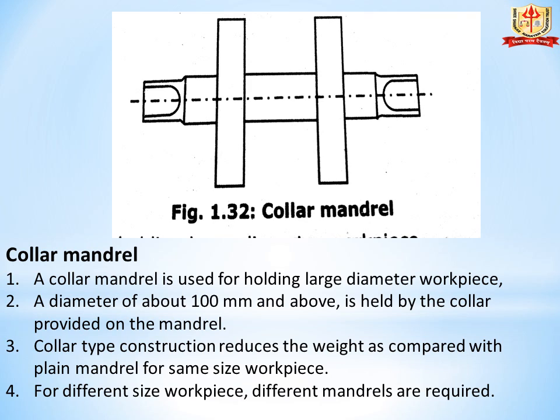Next mandrel is a collar mandrel. A collar mandrel is used for holding larger diameter workpieces. Second, a diameter of about 100 mm and above is held by the collar provided on the mandrel. Third point, collar type construction reduces the weight as compared with the plain mandrel for the same size workpiece. Fourth point, for different size workpieces, different mandrels are required.